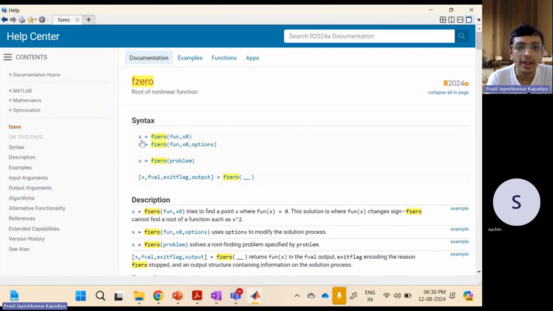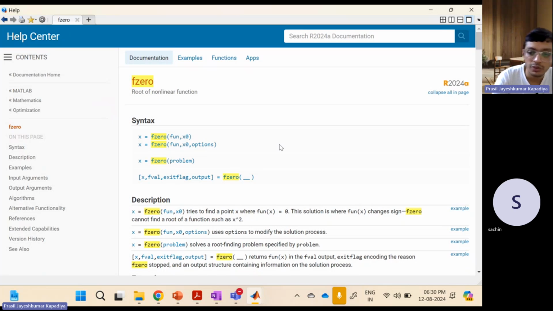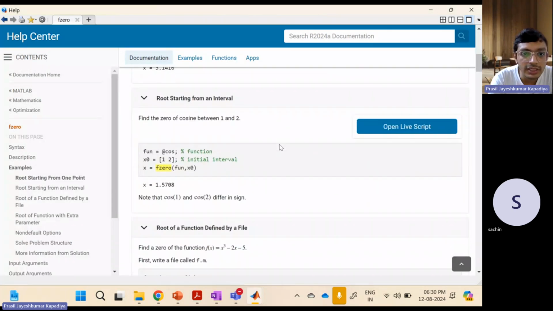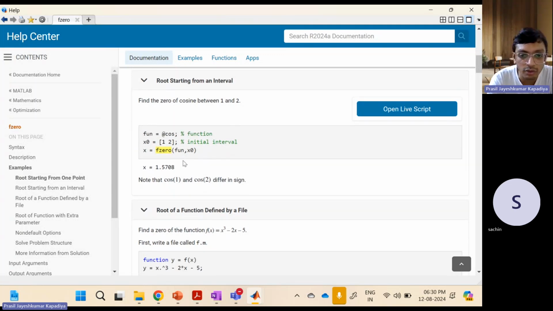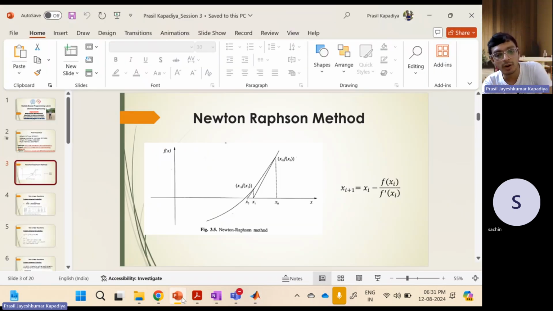So what is the format? x is equal to fzero of function comma x0. So function is nothing but my equation. So let's say function is cos and my x0 is 1 comma 2, so it will find a solution in between 1 and 2. Let's say this is my f, x cube minus 2x minus 5, and I have given x0 is equal to 2.